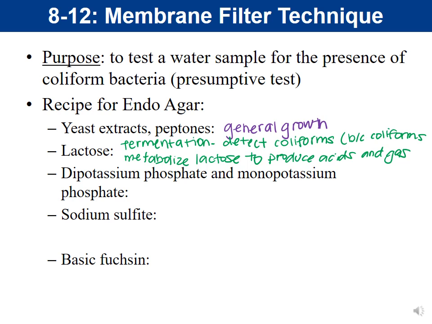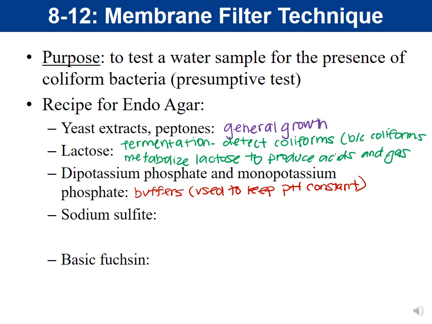So next we're going to have our dipotassium phosphate and monopotassium phosphate. These are our buffers used to keep pH constant. Because again, cells can't tolerate big swings in pH. So we need buffers in there to keep the pH relatively constant.